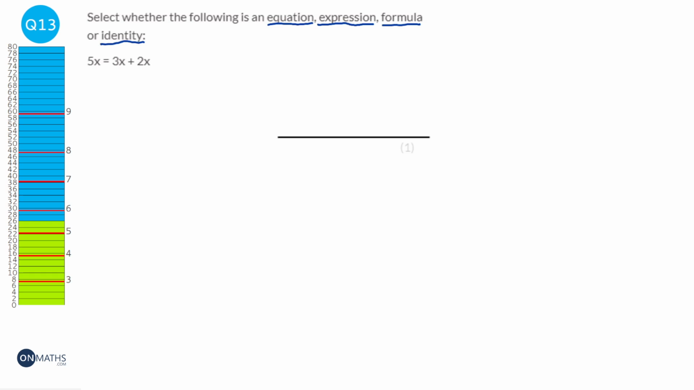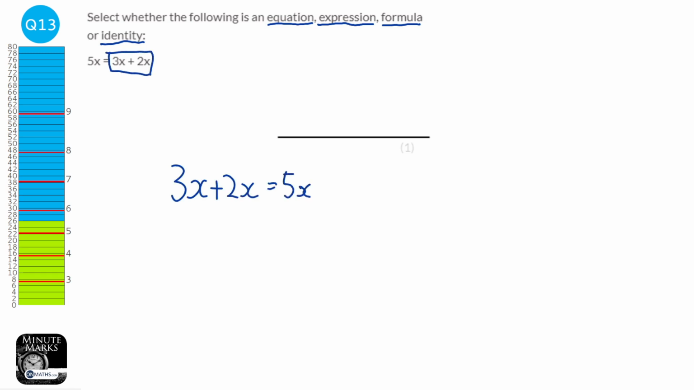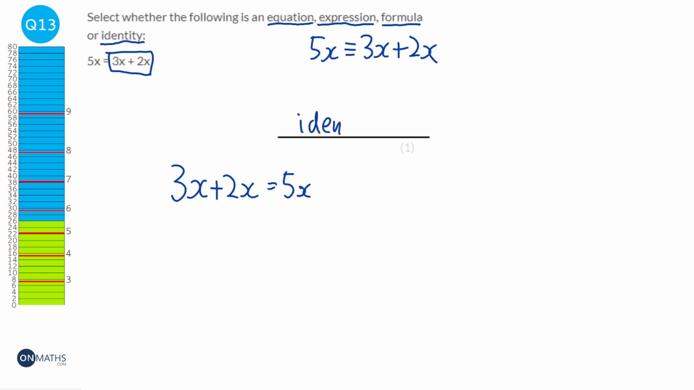And the reason it's true for all values of x is we know that 3x plus 2x, this right hand side here, equals 5x. They're the same thing. Now normally with an identity, it's shown with 3 lines. Now in the exam, this type of question, it won't be shown with 3 lines because that kind of gives it away that it's an identity. But this question is definitely an identity. And you can't solve it because it's true for all values of x.